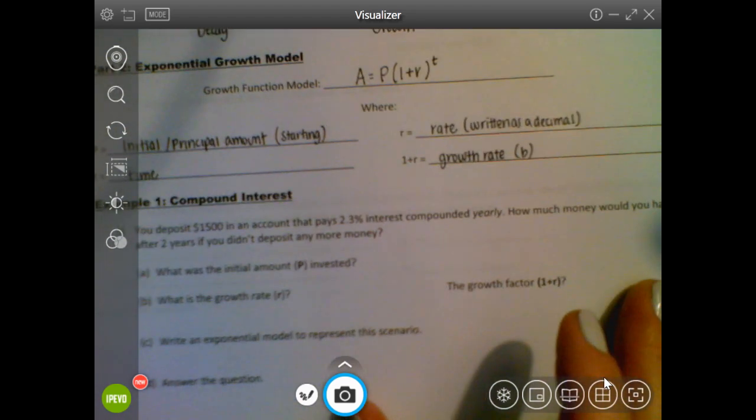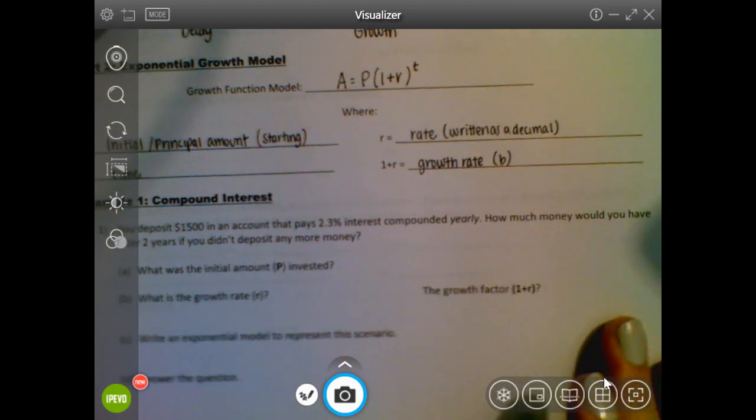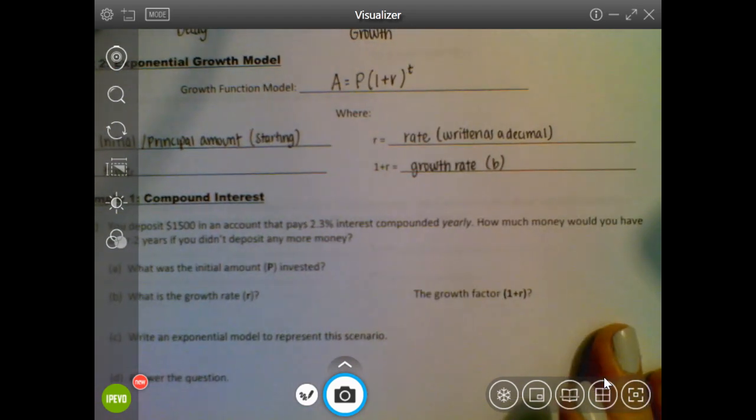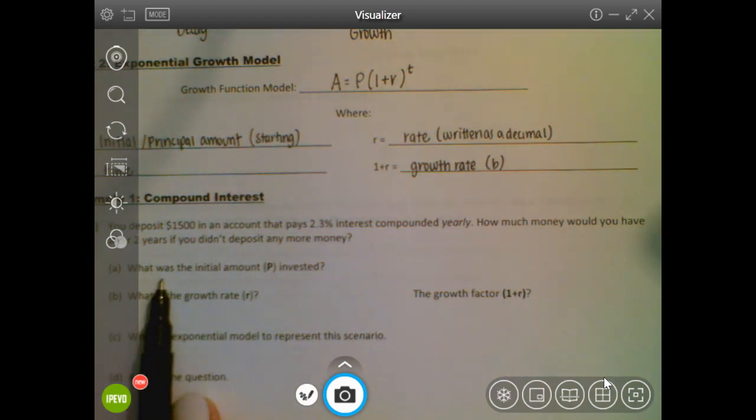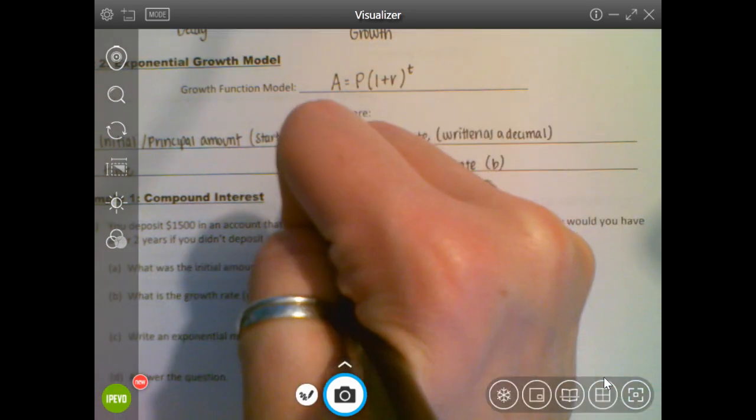So let's look at an example. Compounding interest problems are generally the most common problems that you'll see of these types. So in this one, it's saying that you deposit $1,500 in an account that pays 2.3% interest compounded yearly. We want to know how much money you would have in 2 years if you didn't deposit any more money. So we'll go through and define what each one of these things mean, and then we'll put it together and answer the question. So what was the initial amount invested? Well, the initial amount invested would be this 1,500.